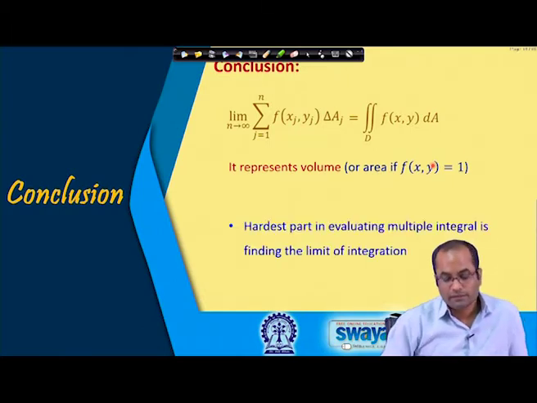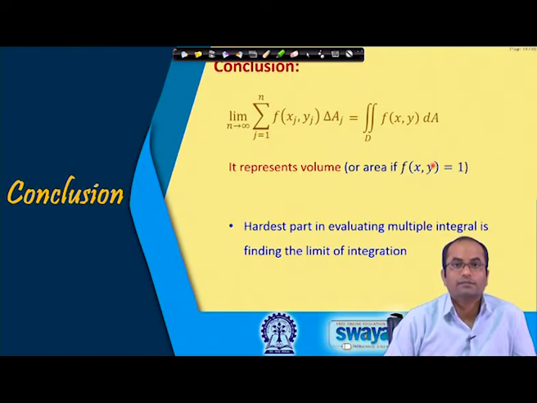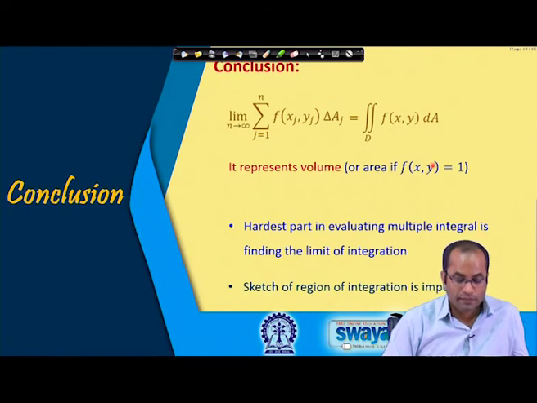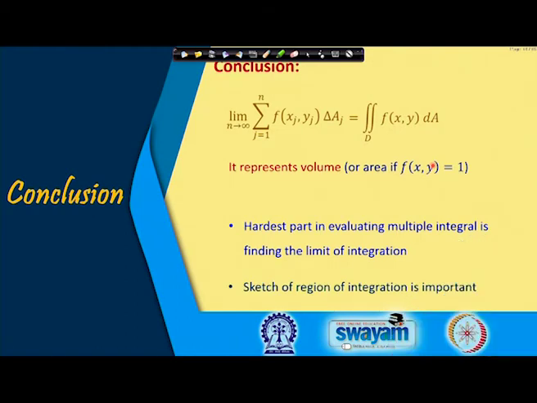The hardest part usually in evaluating a multiple integral is finding the limits of integration, but in the cases which we have considered today, they were simple geometry, and we can easily find the limits of integration. And the sketch of the region of integration is important, because without sketching the region, we cannot get the idea of the limits of the domain.